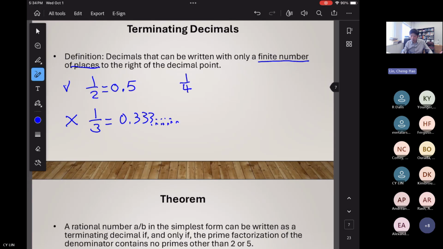What about 1/4? With 1/4, we convert this to 0.25. Terminating decimal, yes or no? Yes.